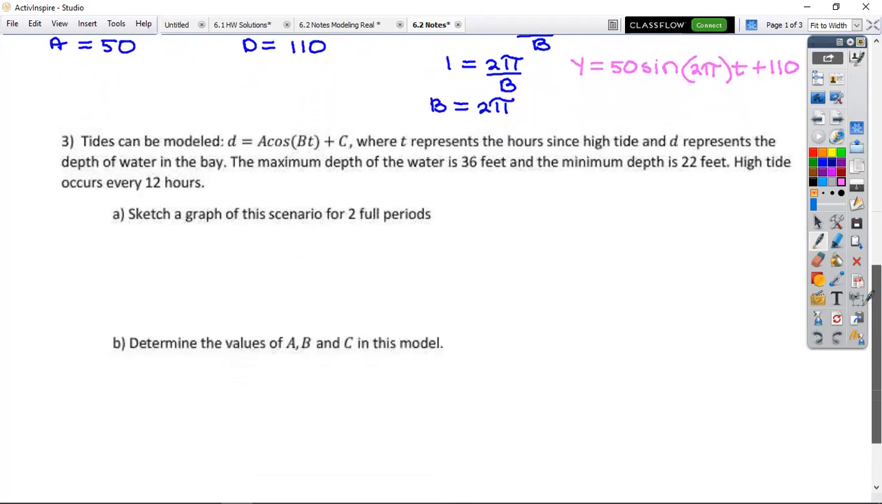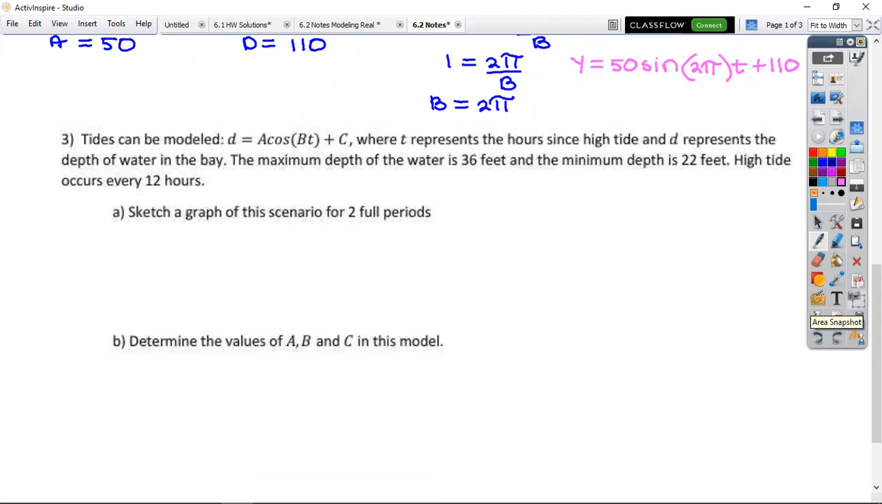Okay, now we're going to draw some. Just sketches though. So you have times that can be modeled by a static cosine curve. So if you remember from yesterday, a cosine curve starts high and finishes up here. So this is your basic cosine curve. That was the second one that we did yesterday. T represents the hours since high tide, and D represents the depth of the water in the bay. The maximum depth is 36.